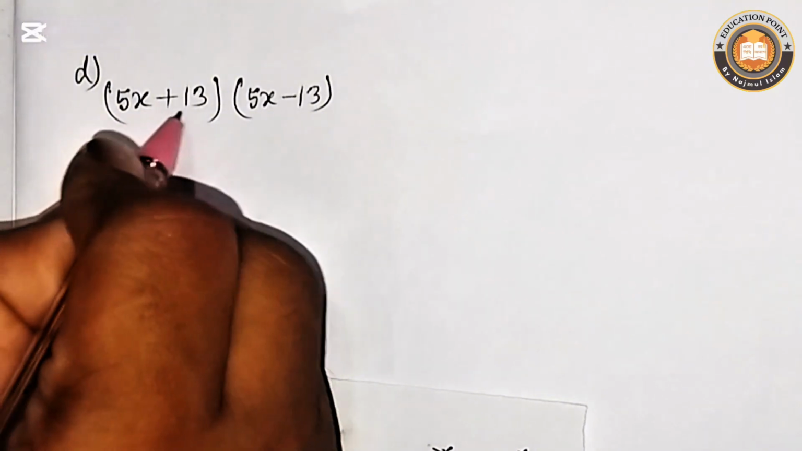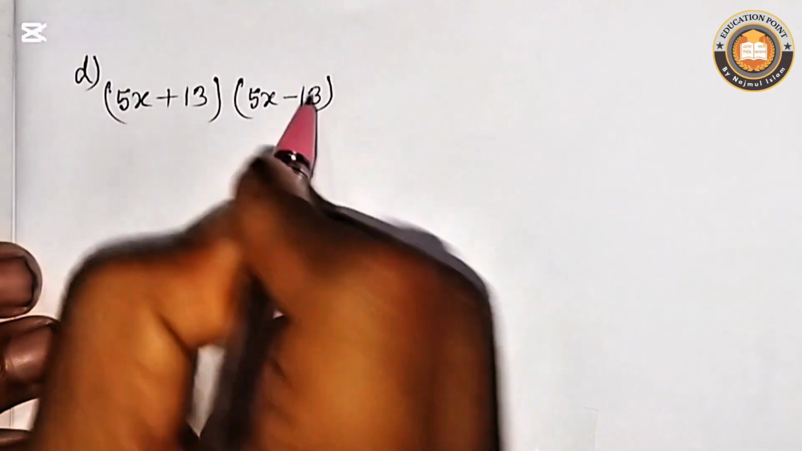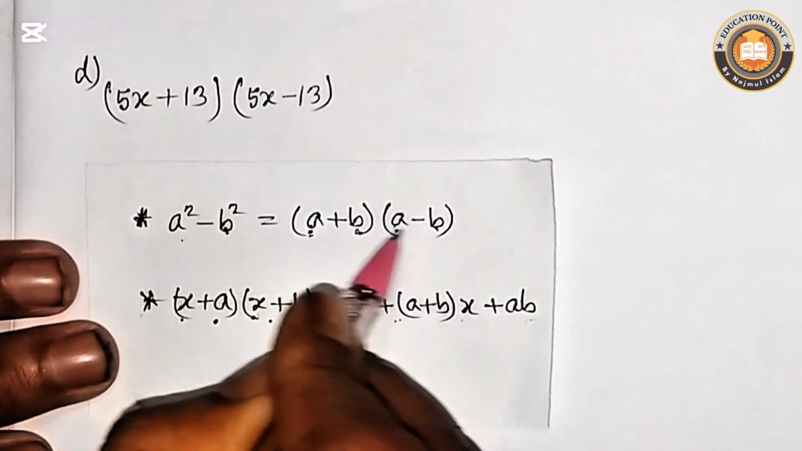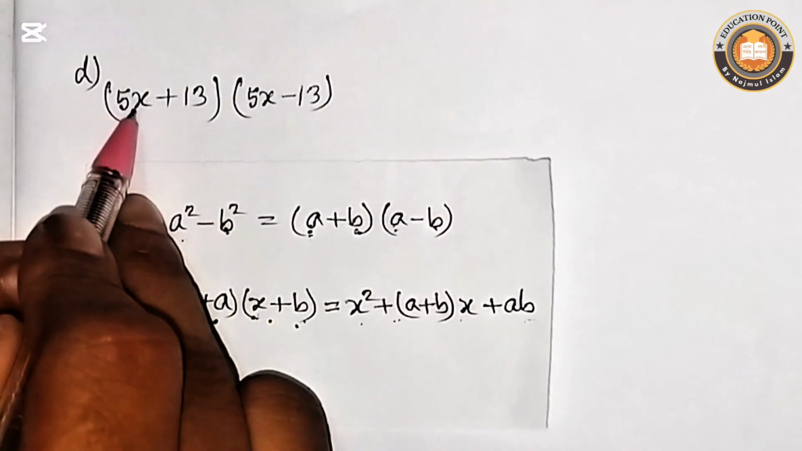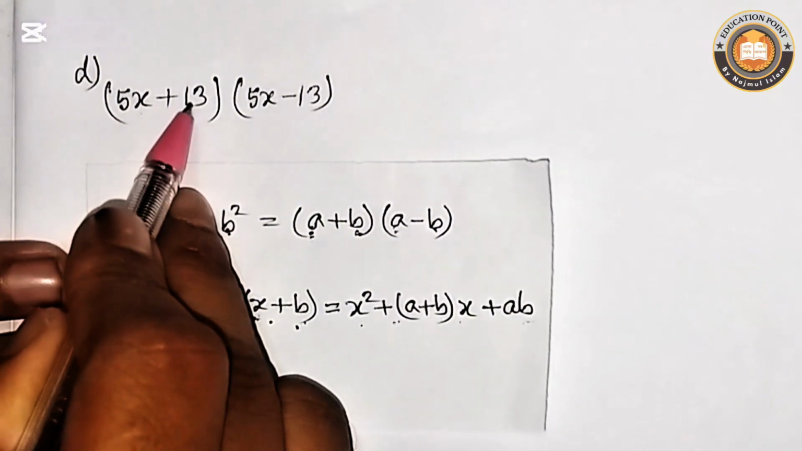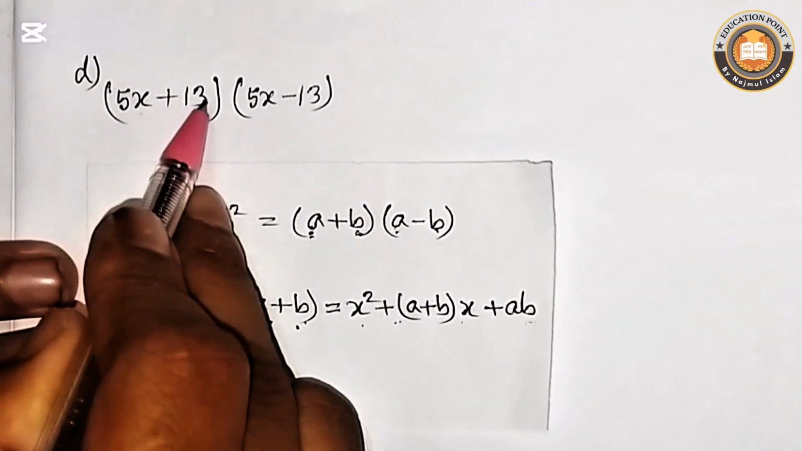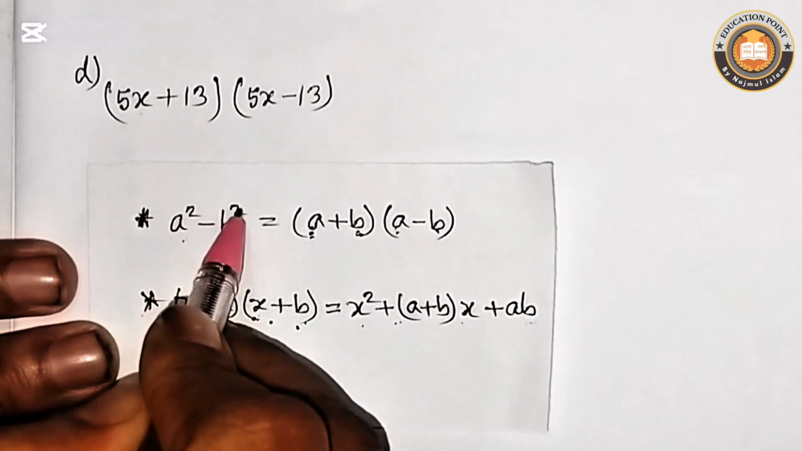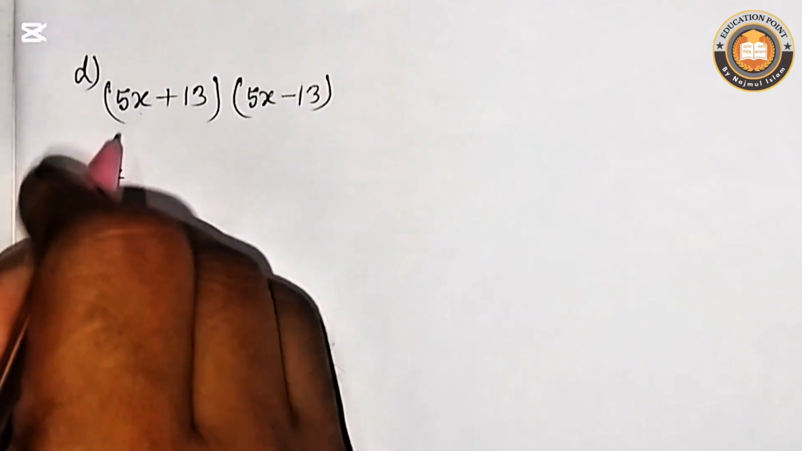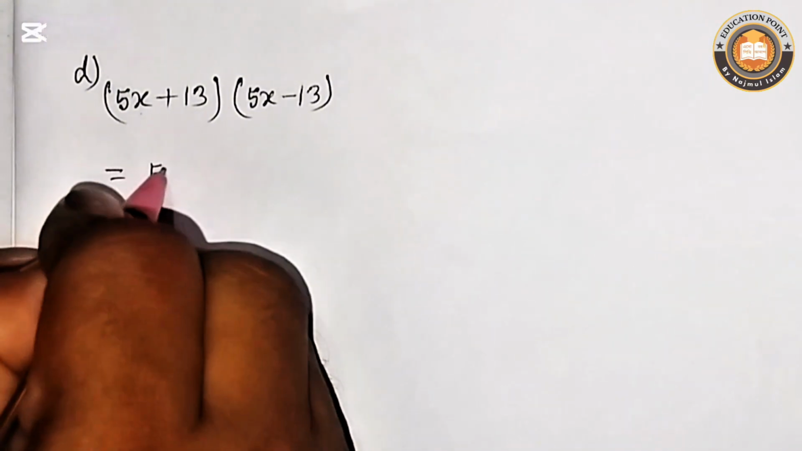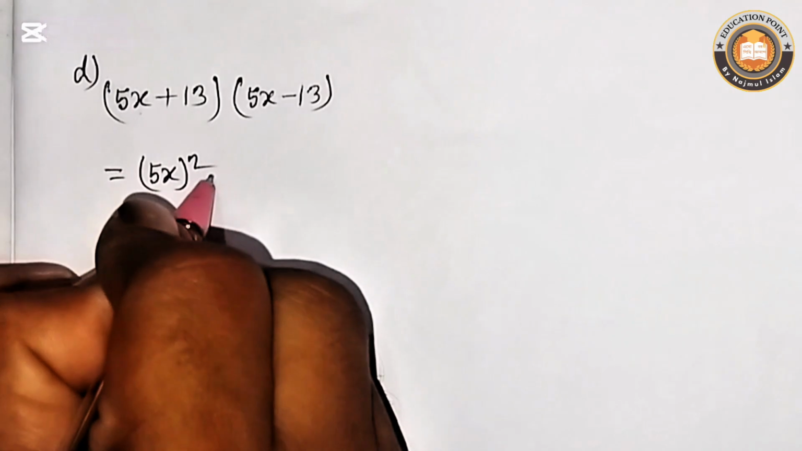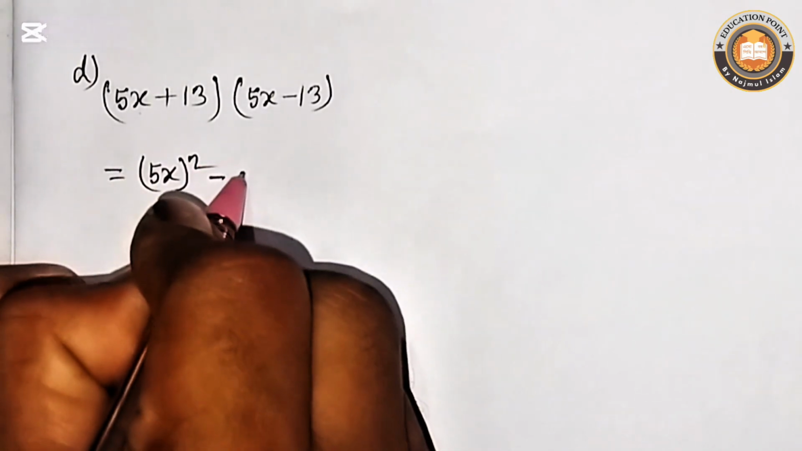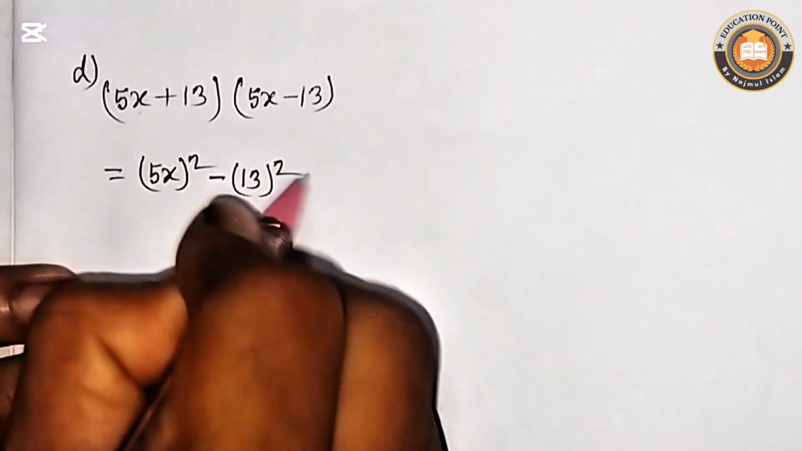Number D, (5x plus 13) into (5x minus 13). Here we will apply the formula of a square minus b square equal a plus b into a minus b. Here 5x is considered as a and 13 is considered as b, that means a plus b into a minus b. This is the formula of a square minus b square. So we can write a square, that means (5x) whole square, minus b square, that means 13 whole square.